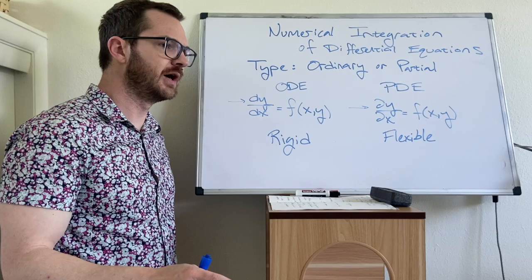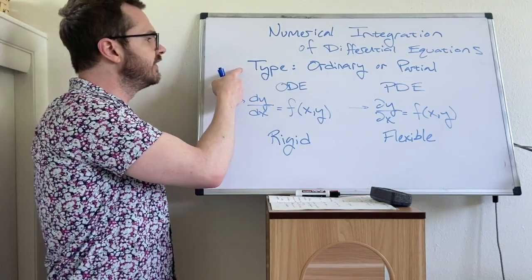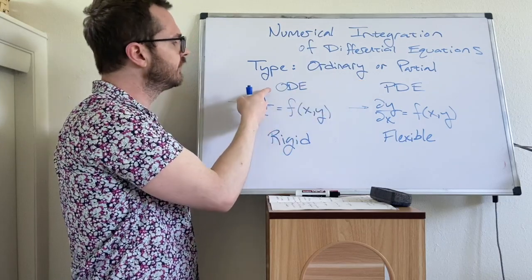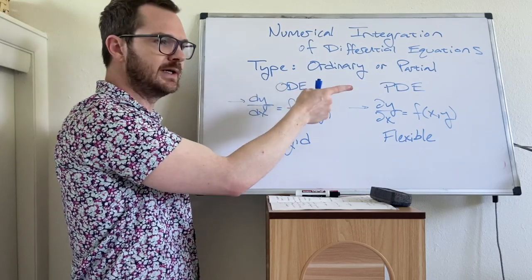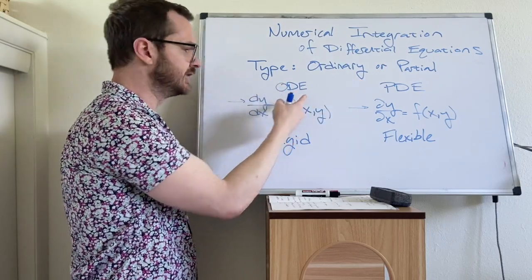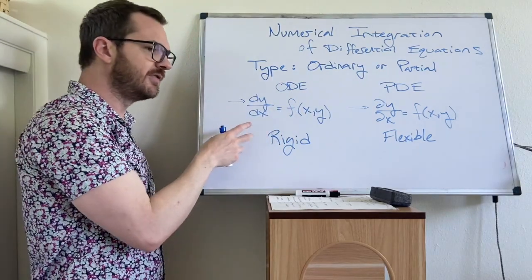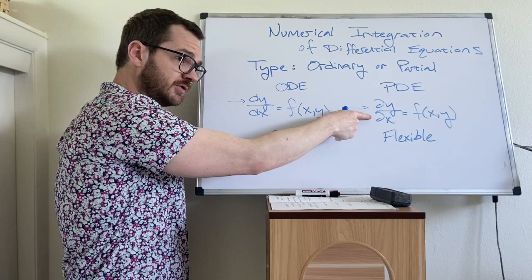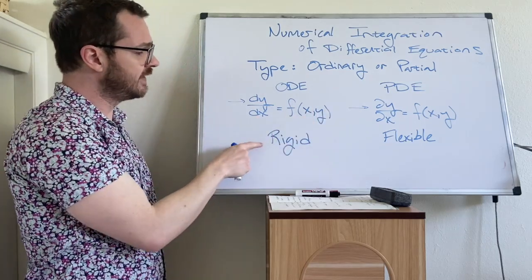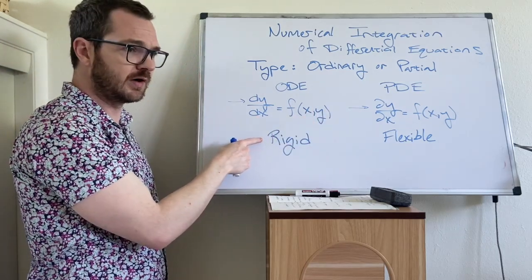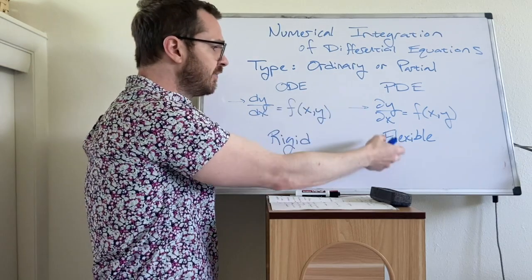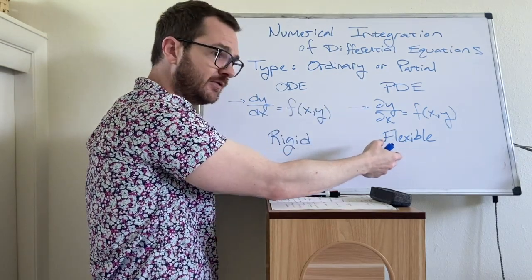Let's define some terminology. First, there's the type of differential equation. There's ordinary and partial. You'll see these shortened to ODE, PDE: ordinary differential equation and partial differential equation. In the equations themselves, the difference is a full derivative compared to a partial derivative. And where you'll find these, one example of ODE is in rigid body dynamics. One example of PDE would be flexible body dynamics.